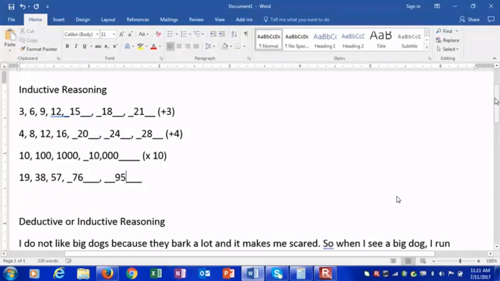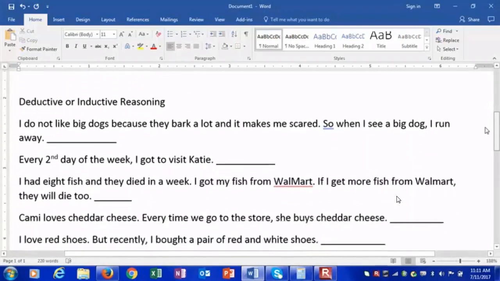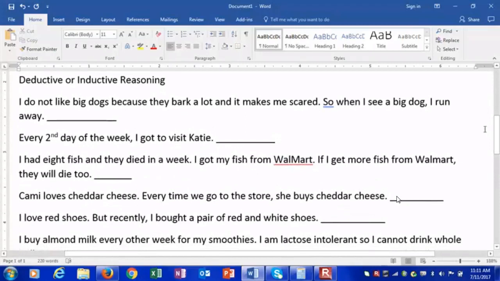Okay, so there's your review on inductive reasoning as it relates to patterns. Now, we're going to mix it up. Are we talking about deductive or inductive? Okay? I do not like big dogs because they bark a lot and it makes me scared. So when I see a big dog, I run away. Logic or pattern? Inductive or deductive? There's a pattern there. Inductive reasoning, because every time I see a big dog that barks, I'm going to run.